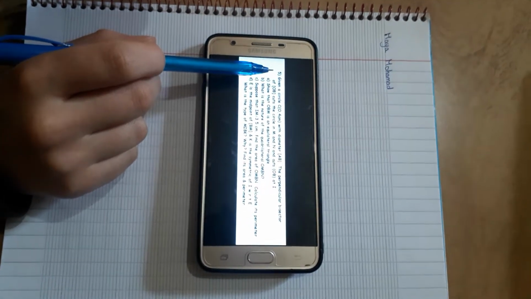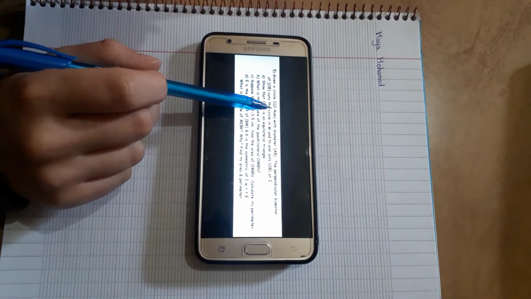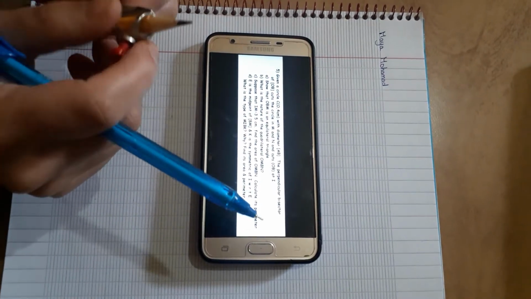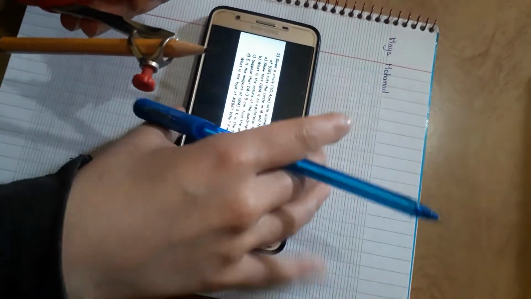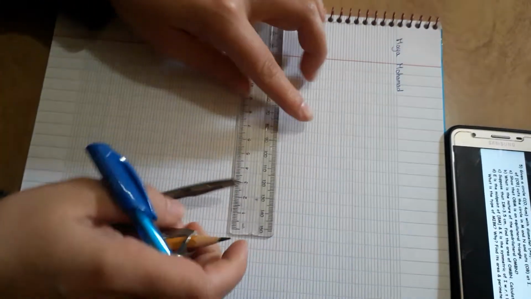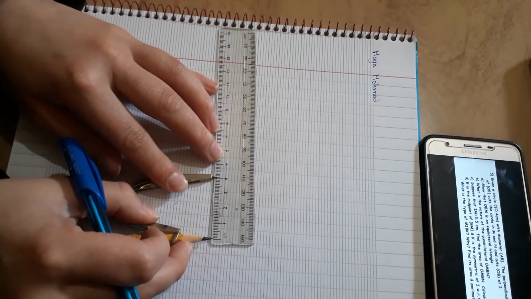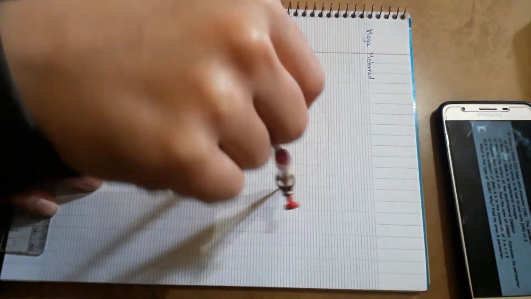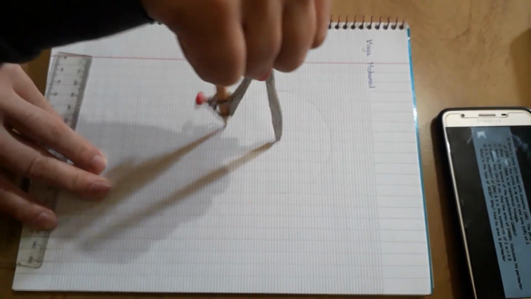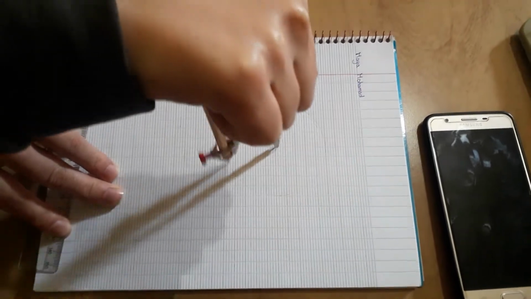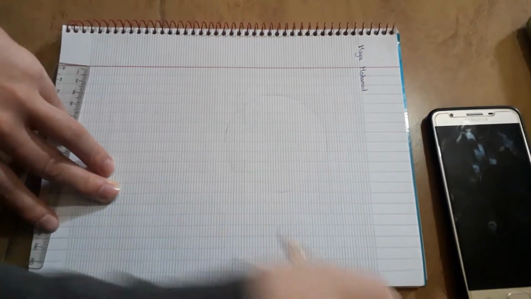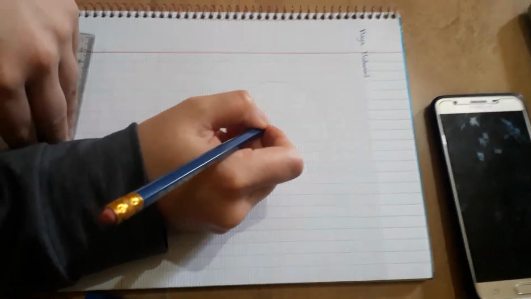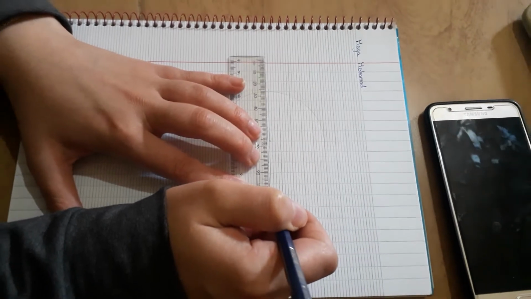In exercise number 5, given a circle C of center O and radius 4 centimeter. So at the beginning we will draw the circle. So we measure using the compass 4 centimeter. Then we start drawing. This is the center O and the diameter is AB.